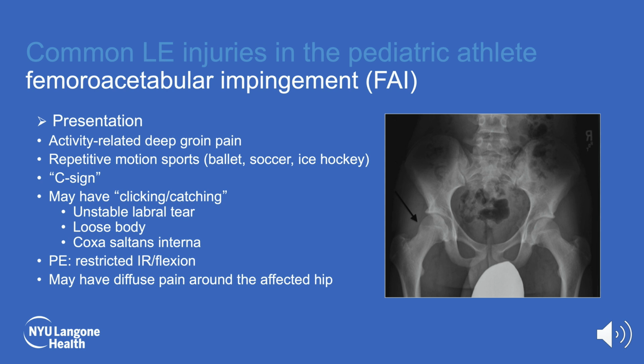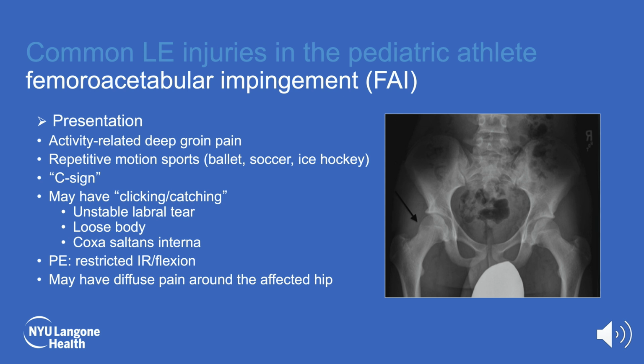Kids with FAI may present with activity-related deep groin pain, or sometimes pain actually just with sitting for a long time. We see it especially in repetitive motion sports like ballet, soccer, or ice hockey. They'll give you the C sign, holding their hand in a C and holding the side of their hip with that. They may have associated clicking or catching, which could be an unstable labral tear, a loose body, or the coxa saltans interna that we just talked about.